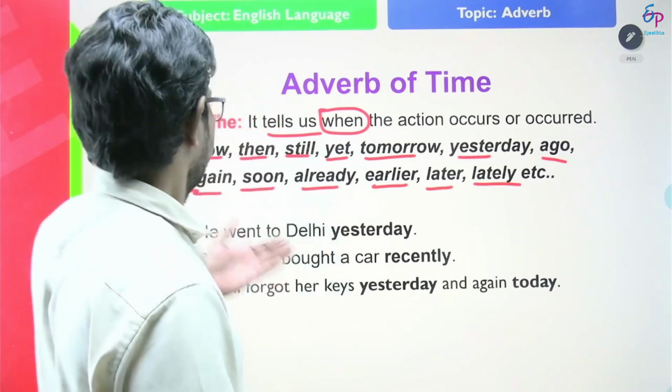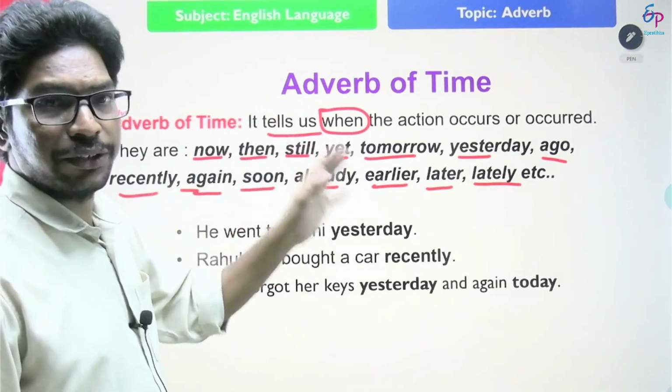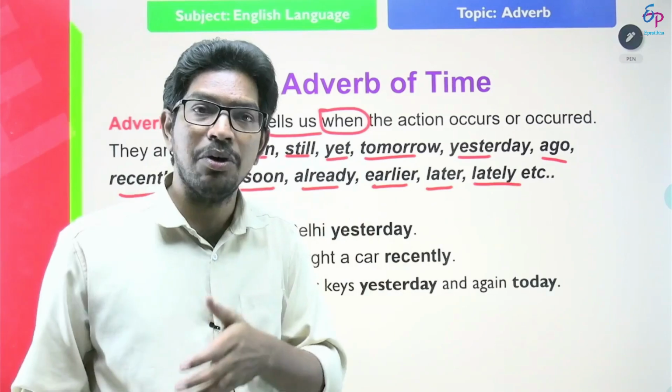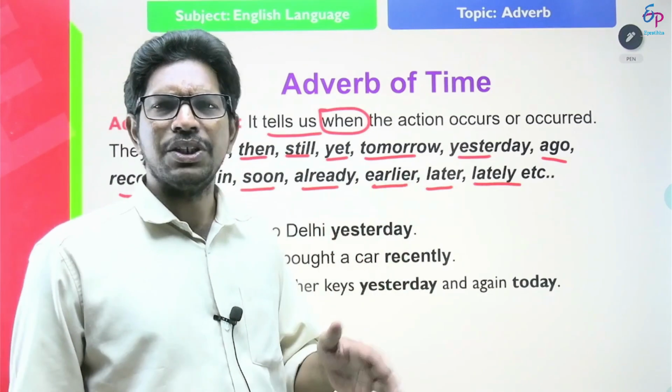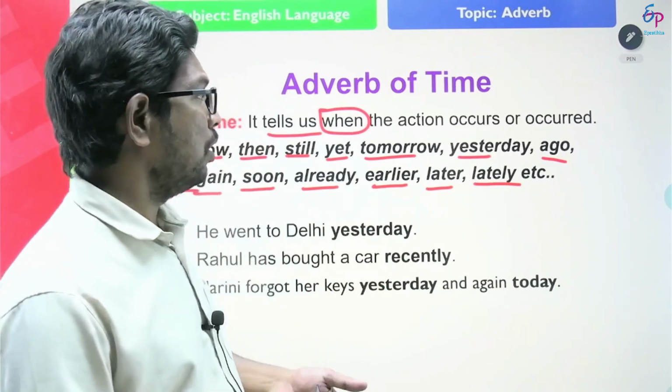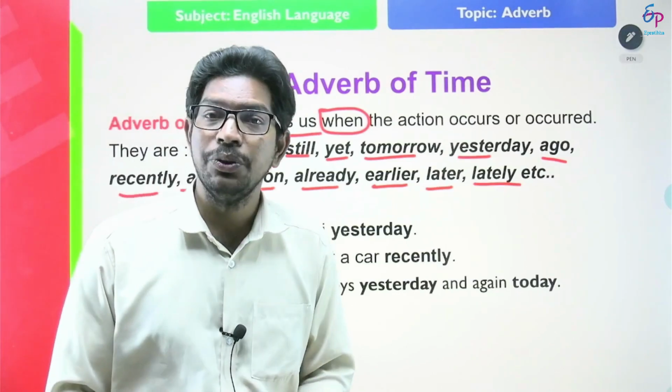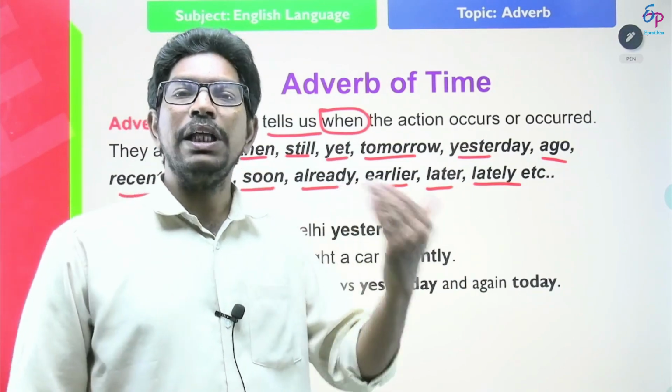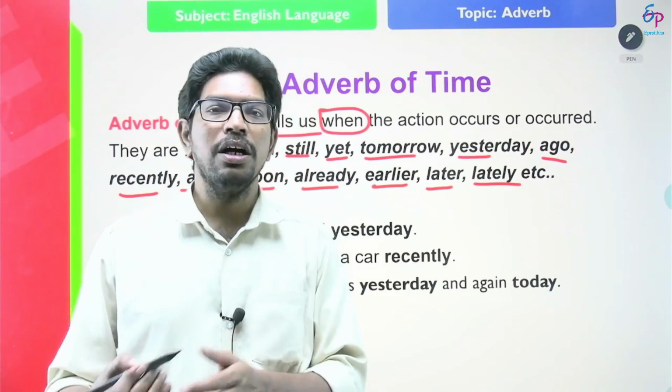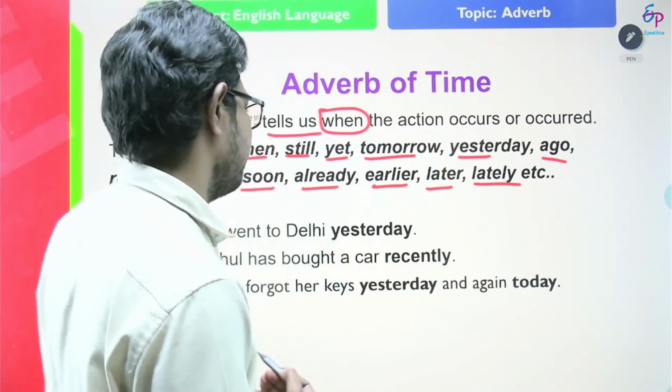What are they? Now, then, still, tomorrow, yesterday, day before yesterday, at 4 o'clock in the morning. The words or phrases which indicate time are always called adverbs of time. What do they do? They tell us when the action occurs or occurred. Look at the example.